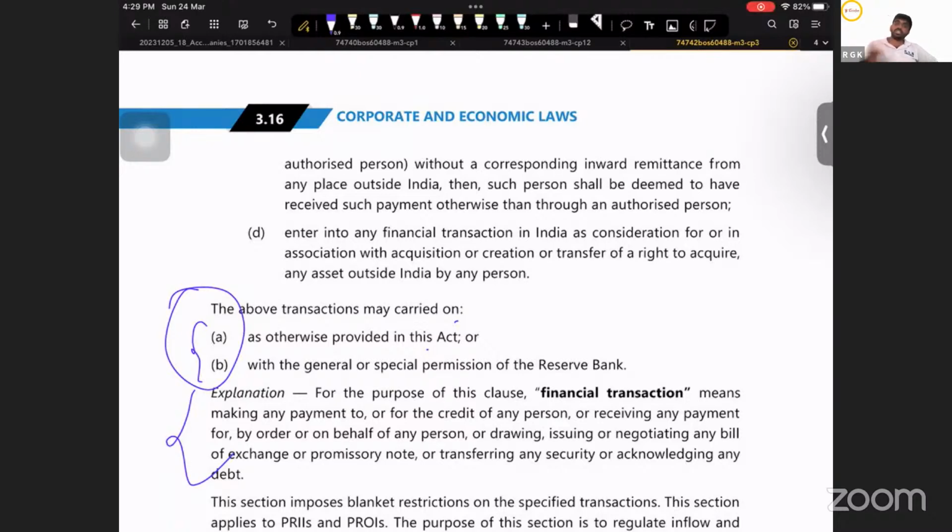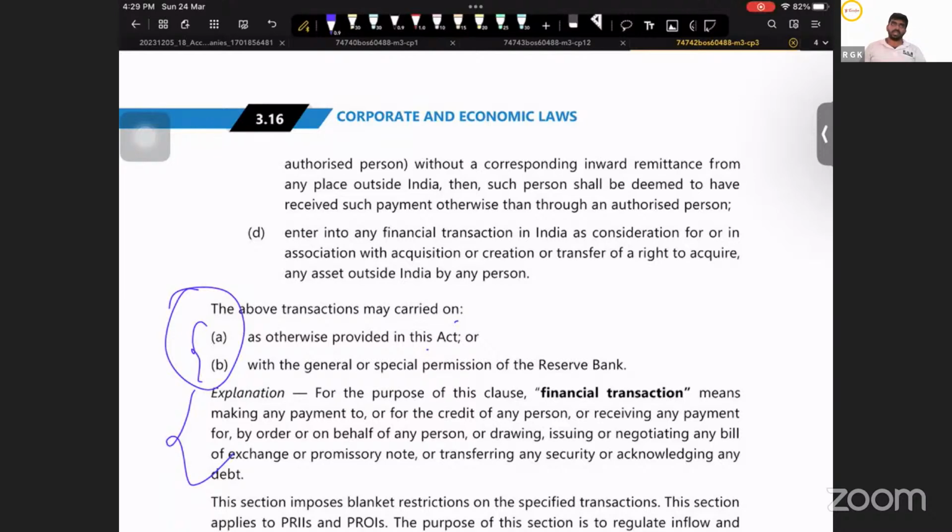The above transaction may be carried on, ಮಾಡಬಹುದು. ಯಾವಾಗ? As otherwise provided in this Act. ಈ ಆಕ್ಟ್ ಅಲ್ಲಿ ಬೇರೆ ಯಾವುದೇ ರೀತಿಯಲ್ಲಿ ಮಾಡಬಹುದು ಅಂತ ಸ್ಪೆಸಿಫಿಕ್ ಆಗಿ ಹೇಳಿದ್ರೆ ಹಾಗೆ ಮಾಡಬಹುದು. Or with the general or special permission of Reserve Bank of India, RBI ಪರ್ಮಿಷನ್ ತಗೊಂಡು ಮಾಡಬಹುದು ಅಂತ ಹೇಳಿ. Otherwise you cannot do this. 4 transactions.